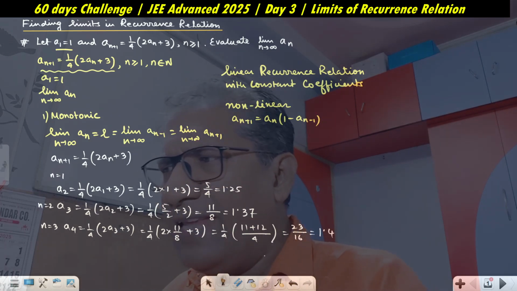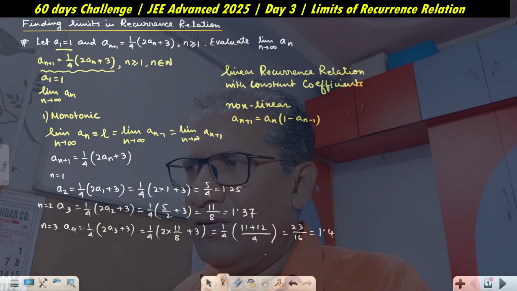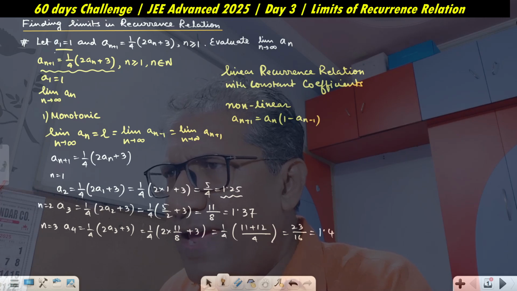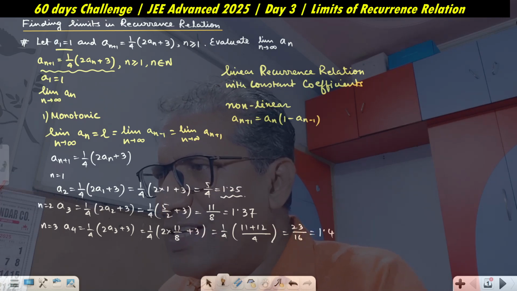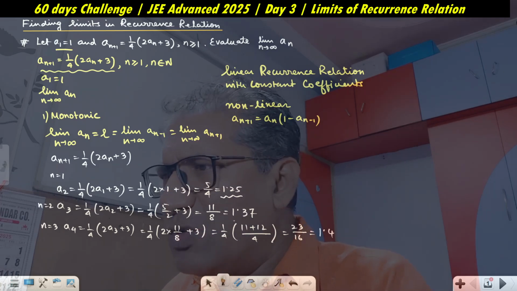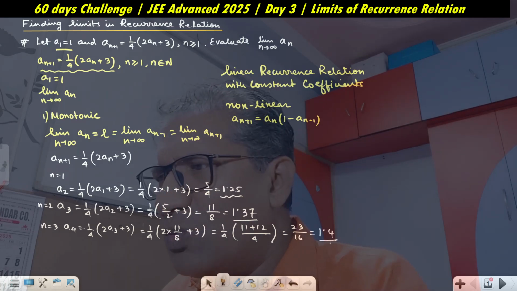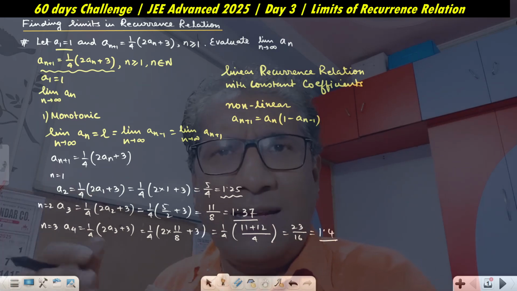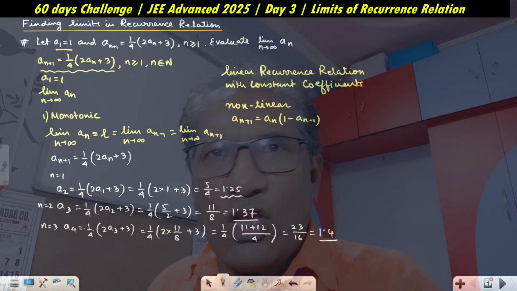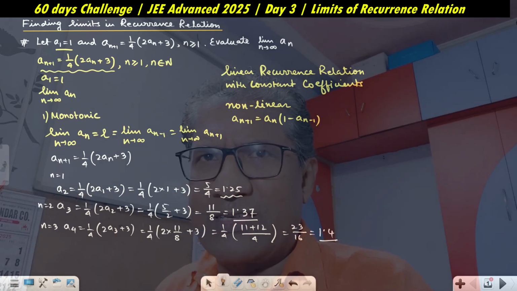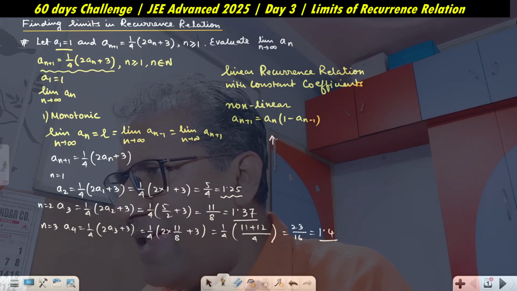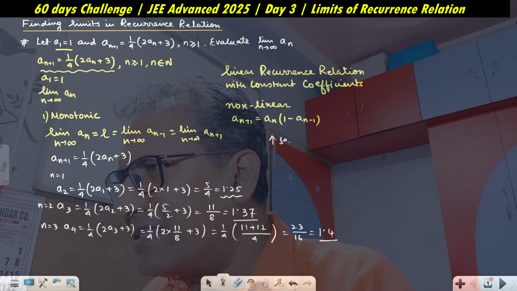Now you observe one thing. Whatever values we are getting, you see a1 was 1, then it is 1.25, then it is 1.37, then it is 1.4. So the values are increasing. So this sequence is an increasing sequence.